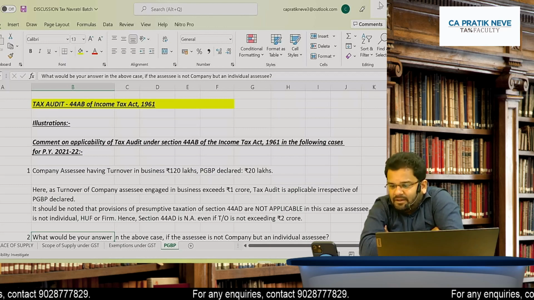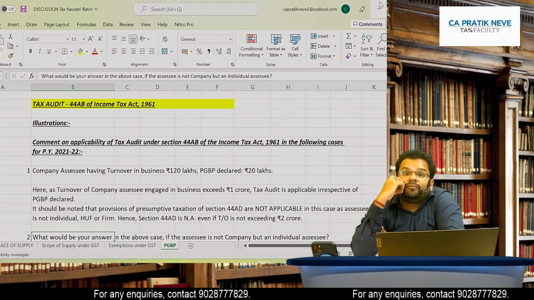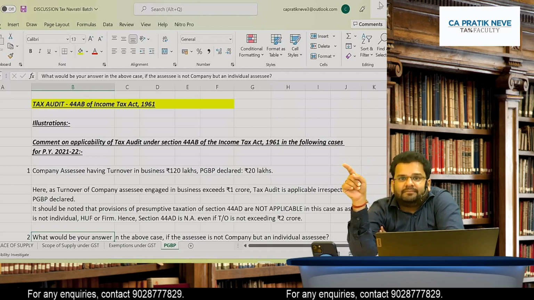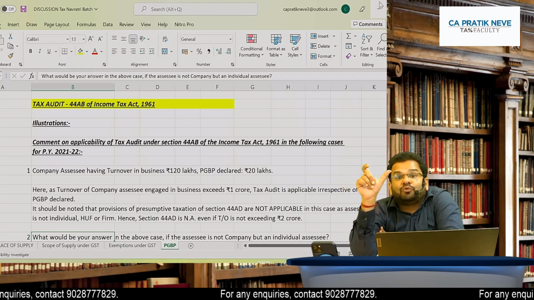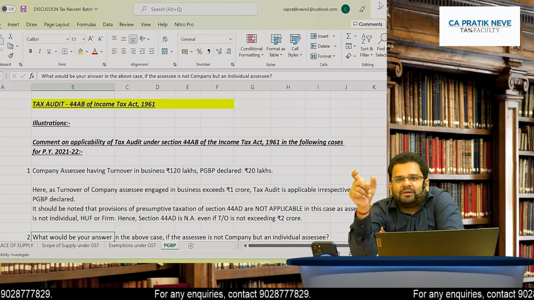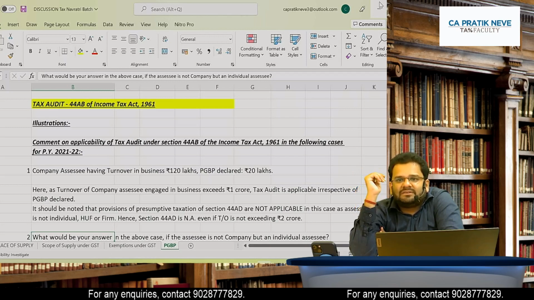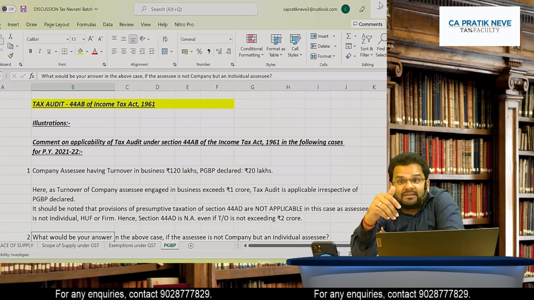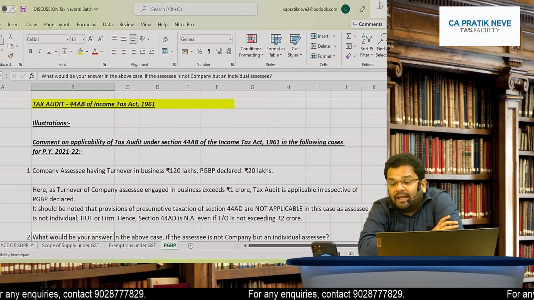Yes. Yes, very good. Okay, listen to me carefully now. This was 44AD. Now 44ADA for those engaged in profession: chartered accountancy, cost management, LLB, lawyers, company secretaries, architects, doctors. For them, we have 44ADA.